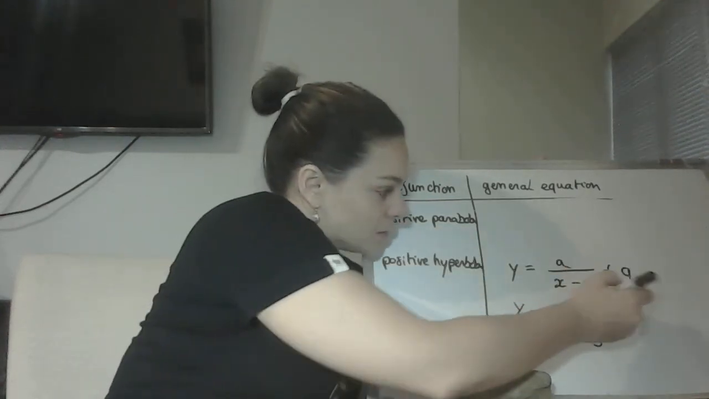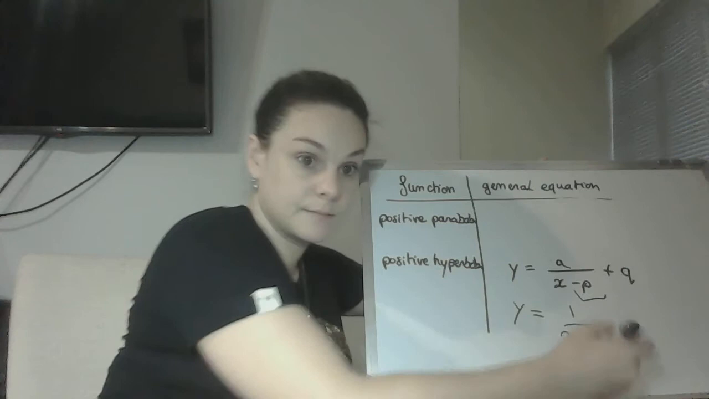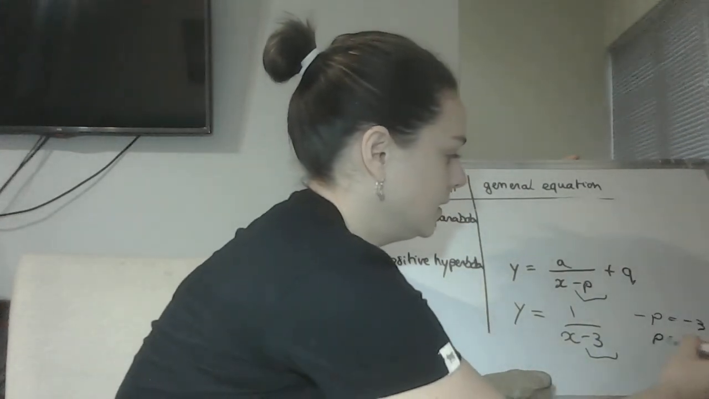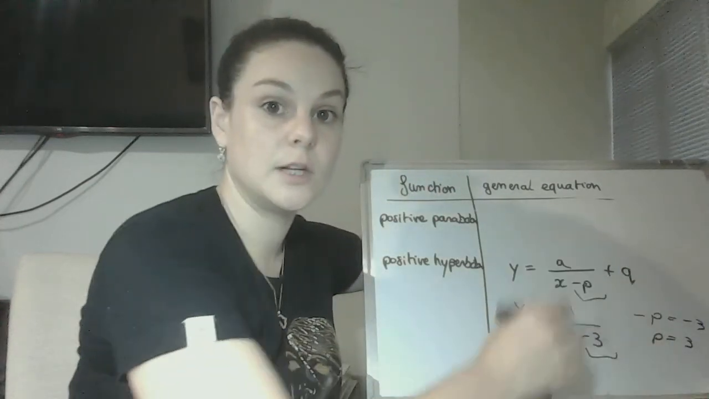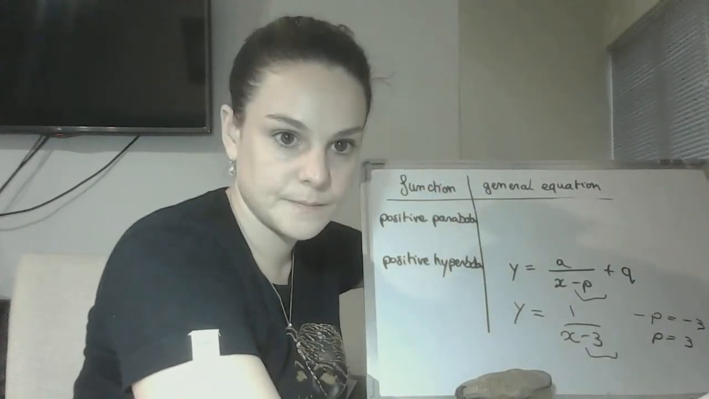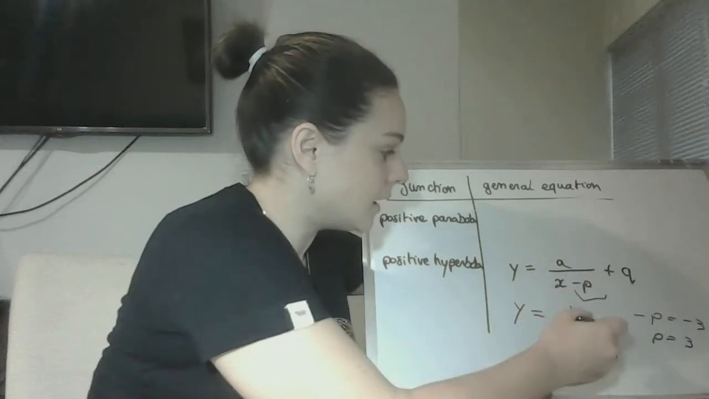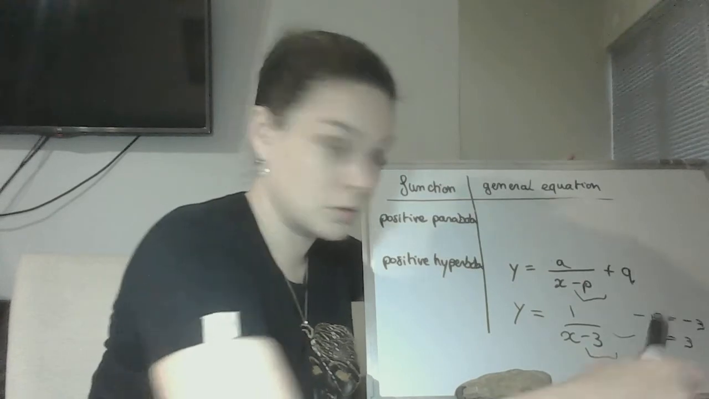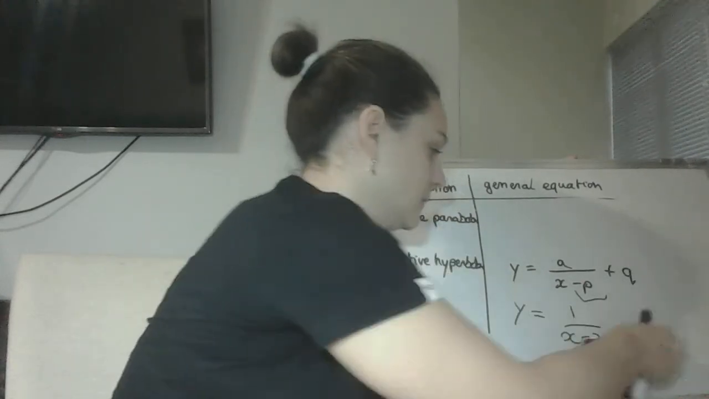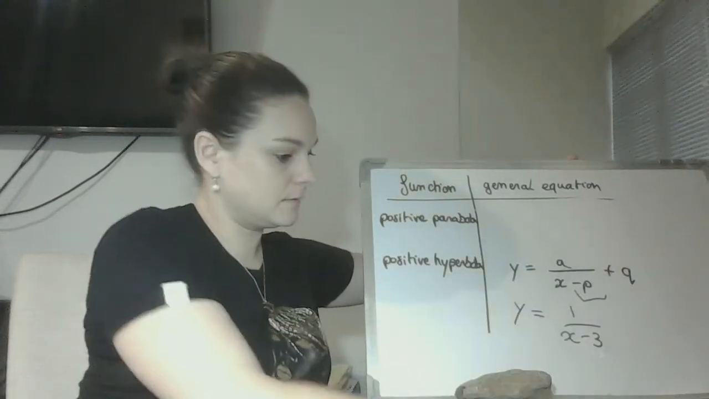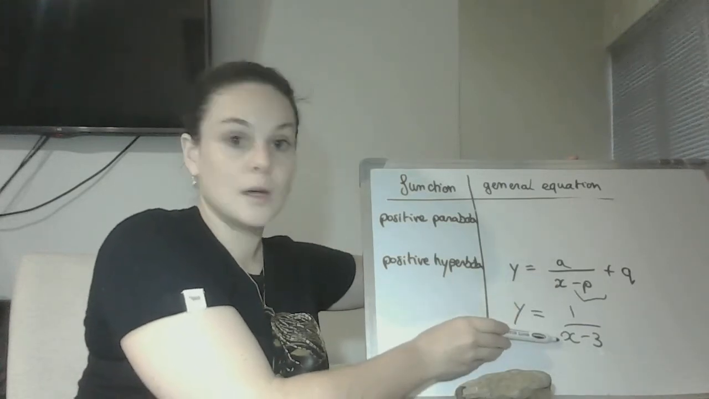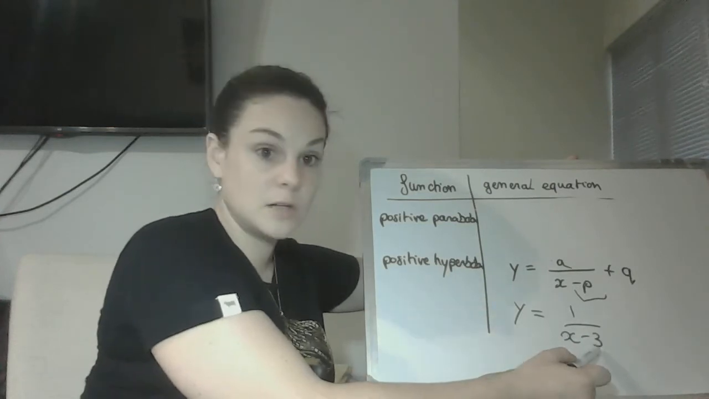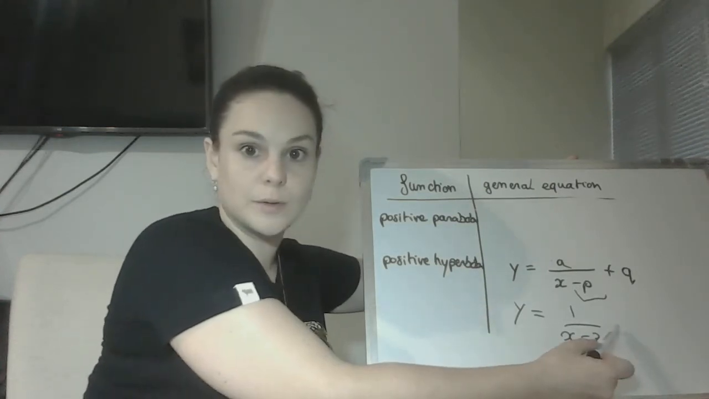The minus p is minus 3. So minus p is minus 3, p is 3. Shift 3 units to the right. The q value is here, but there is nothing, so that's a 0. There is no q. So this equation gives a graph that is the same as the 1 over x, but shifted 3 units to the right and no shift up or down.